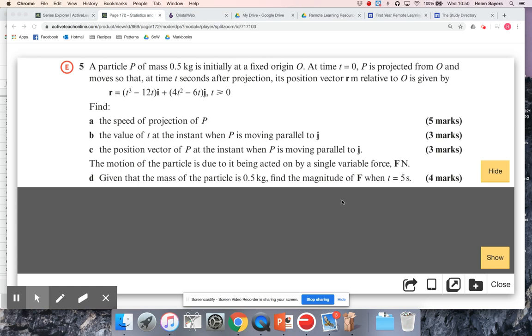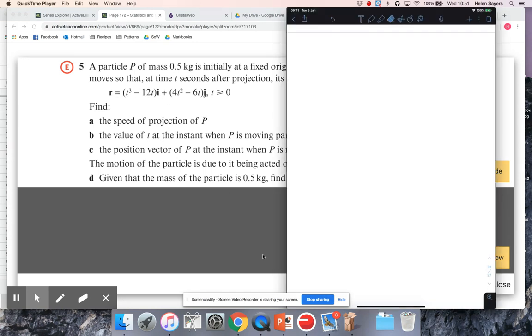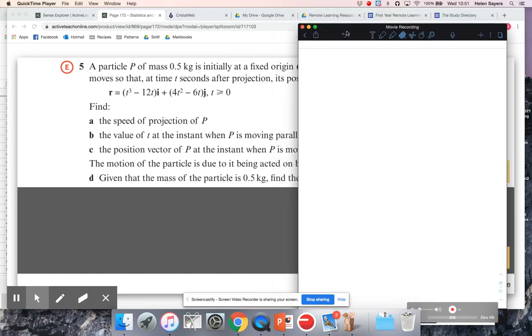Okay, so we're looking at the second year Stats and Mechanics textbook, and we're on exercise 8D, differentiating vectors, and we're looking at question 5. I'm given the mass of a particle, and I'm given its position vector, and I want the speed. So I don't need the mass just yet. If I want speed and I'm given a position vector, I basically just want to differentiate the position vector. So let's crack on with that.